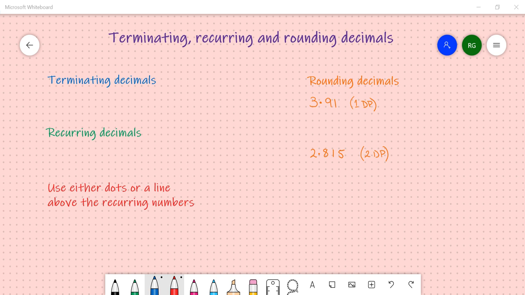Welcome back to Mr. Gard's Maths Lessons. In this lesson, we're going to be looking at terminating decimals, recurring decimals, and how to round off decimals.